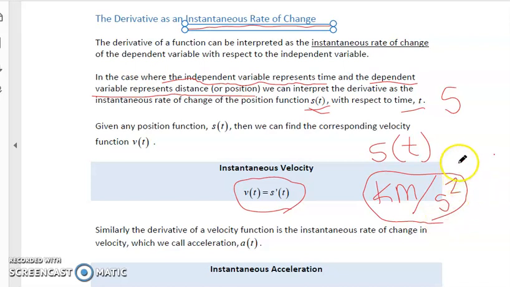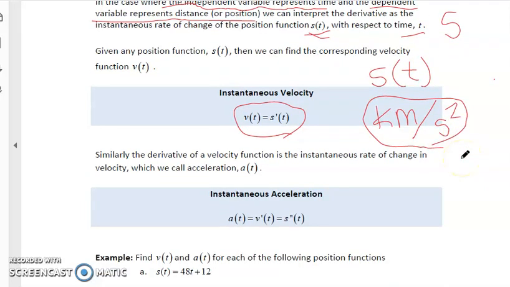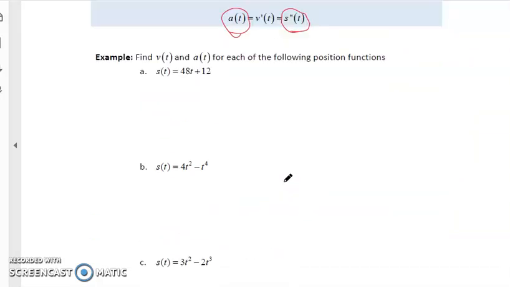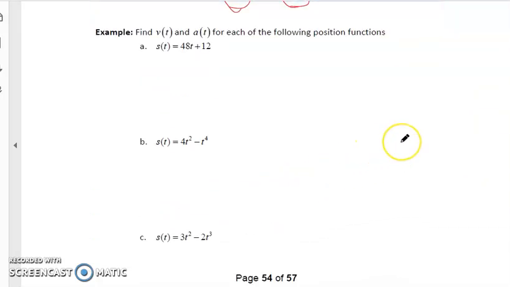So what this basically means is, watch carefully. If you're given a function for distance, take the derivative once and you have your function for velocity. But if you take the derivative a second time, that's the second derivative which you looked at previously, then you get the equation for your acceleration. It's rather easy. It's rather simple. So let's have a look at some of the examples that they have here. This is on page 54 in your notes.